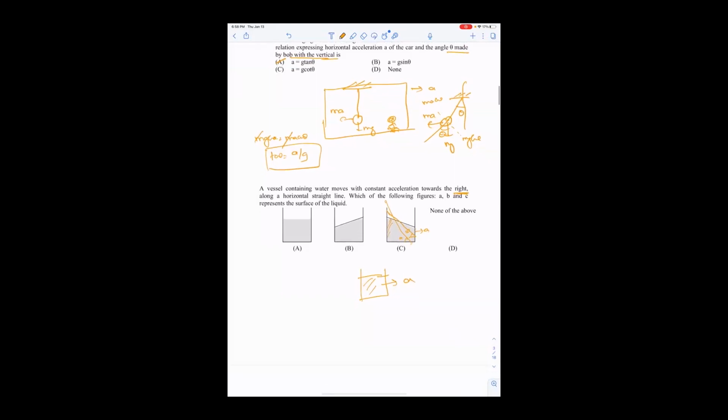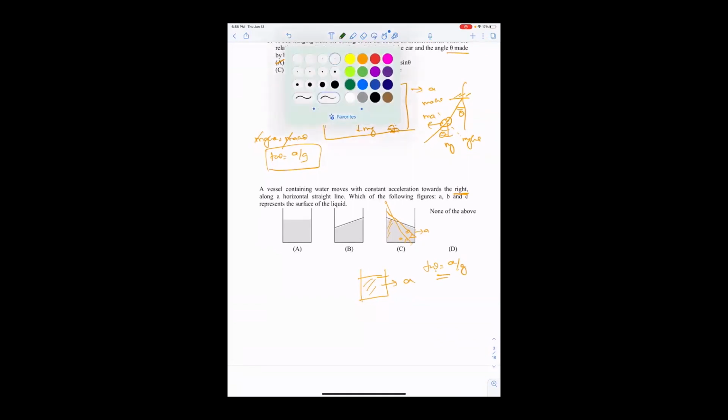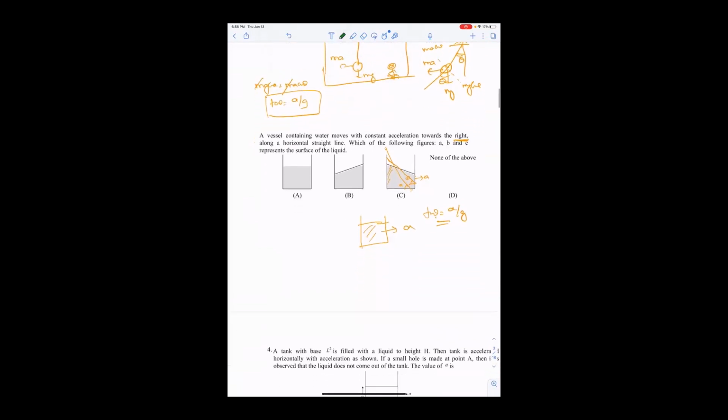So here also if they ask you what is theta, tan theta is equal to A by G. But here it is with the vertical, here it is with the horizontal. So very clear about that. If A is 0, theta is 0. In this case, if A is 0, theta is 0. Here also A is 0, theta is 0. That is how we should cross check whether what we did is right or wrong. Clear? Hope you understood this.